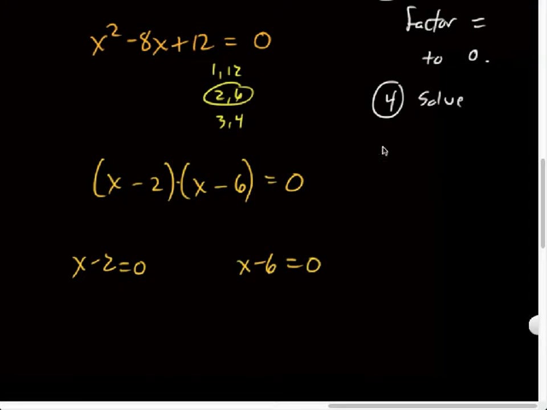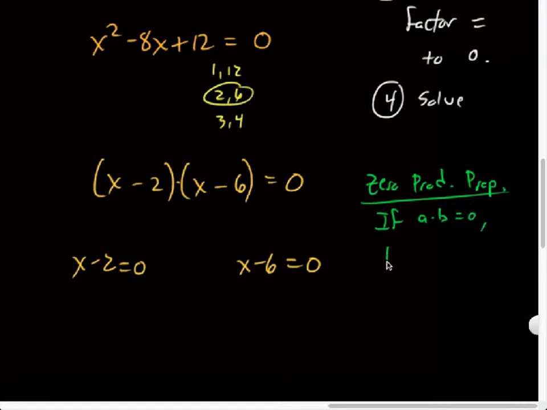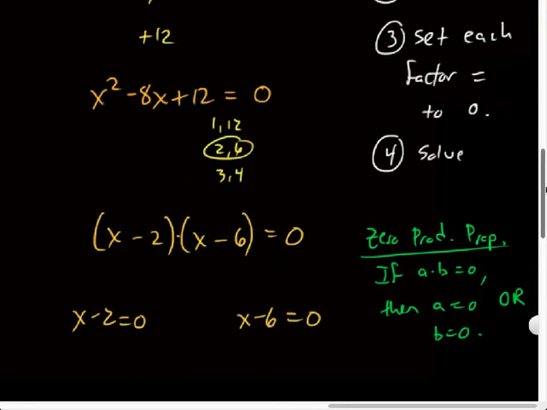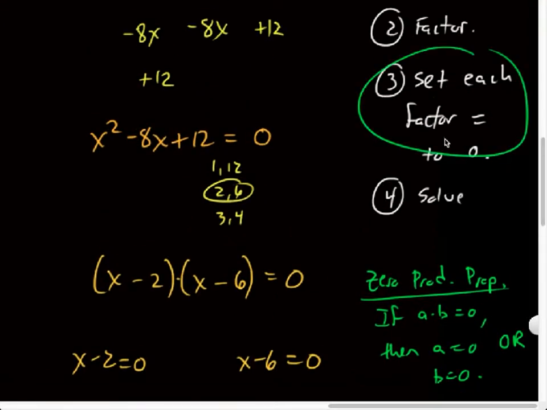And I guess I'll write down this property. You don't have to write it down if you don't want. The zero product property, the ZPP, says if a times b equals 0, then a equals 0 or b equals 0. All right, that's the idea. And that's why that was step 3 right here. I set each factor equal to 0, which is what I just did there. So let's solve each of those problems.